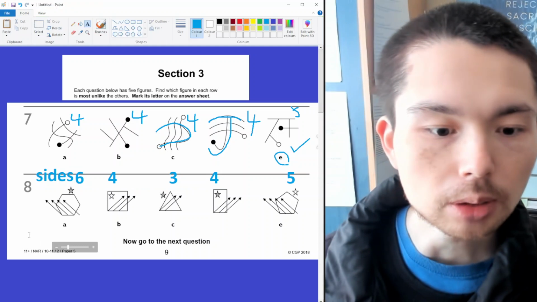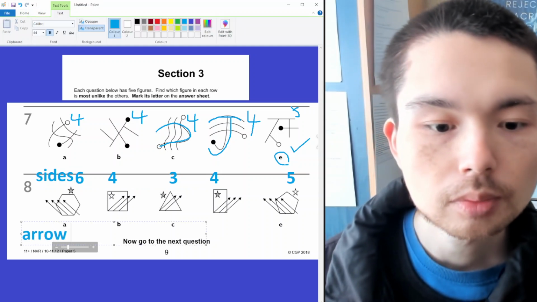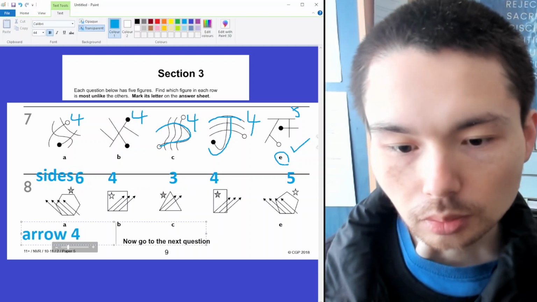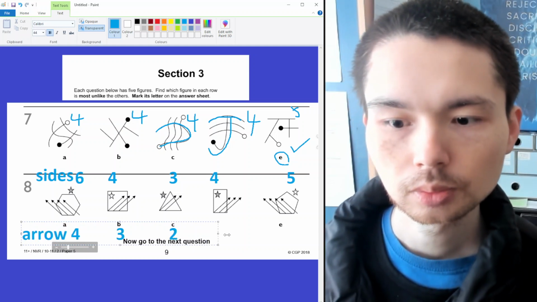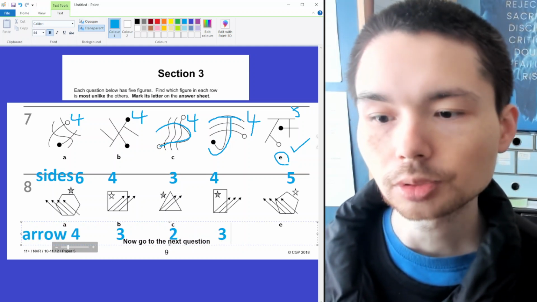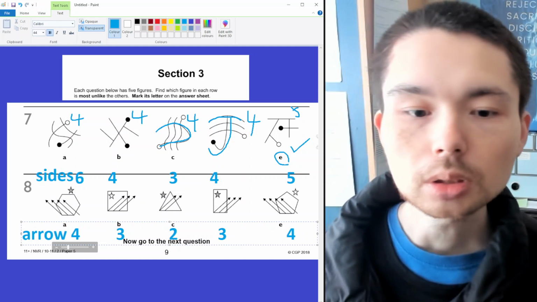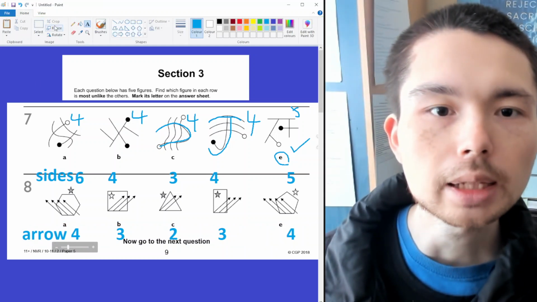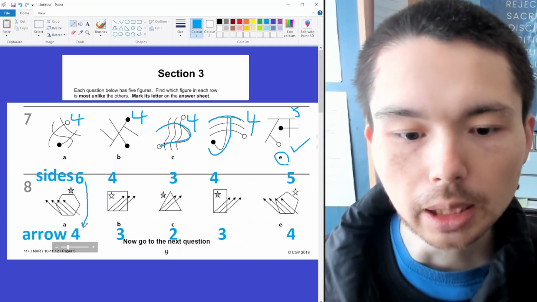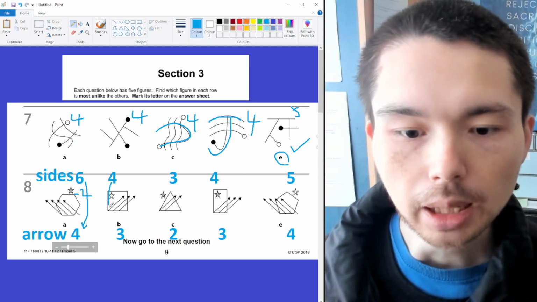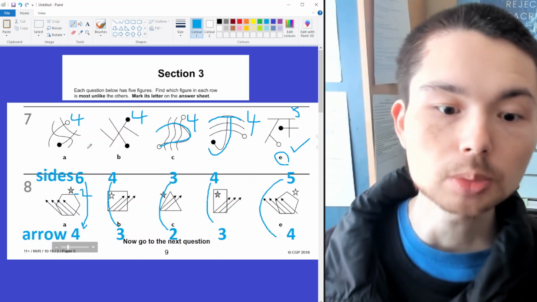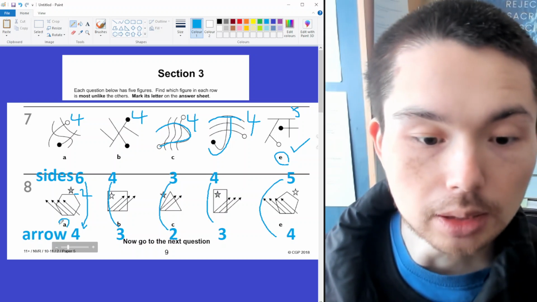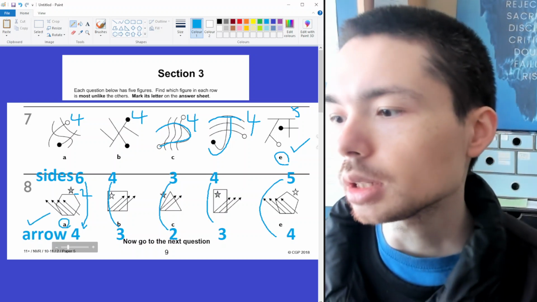Now next bit, arrow. 1, 2, 3, 4. 3, 2, 3, 4. Look at the relation between the sides and the arrows. Let's go down here. That's minus 2. Minus 1. 1, 1, 1. There's a difference of 1 between sides and arrows, except A, where there's a difference of 2. So A is the answer.